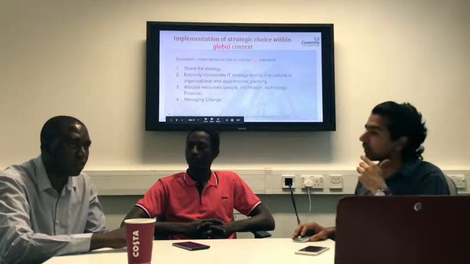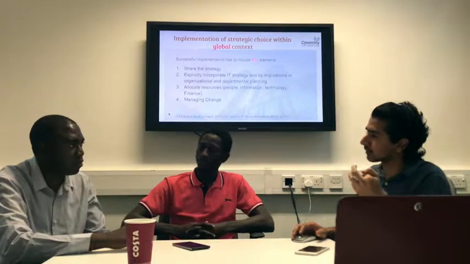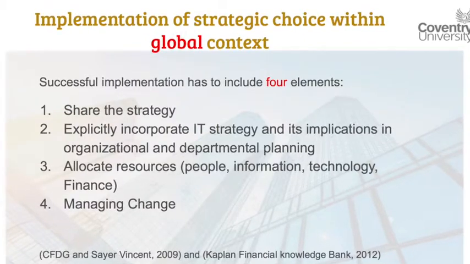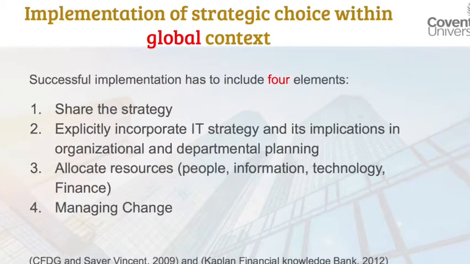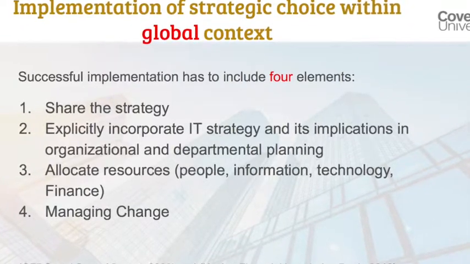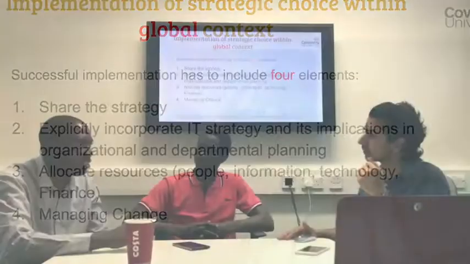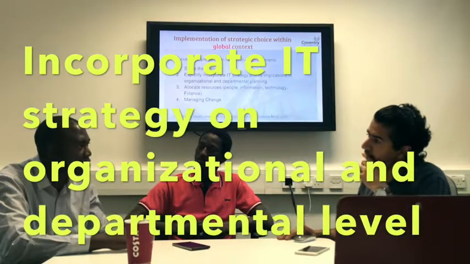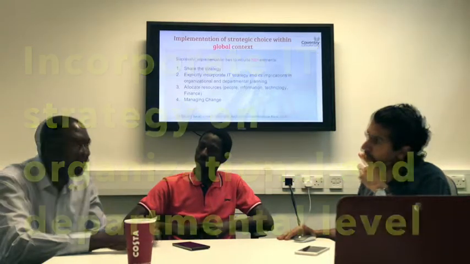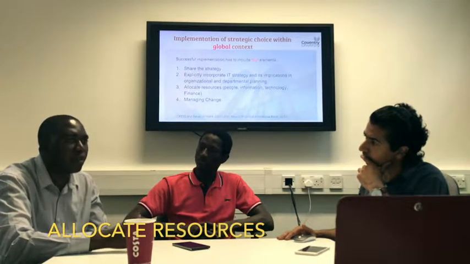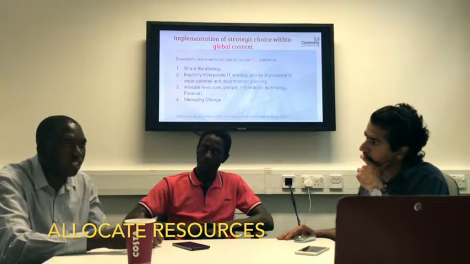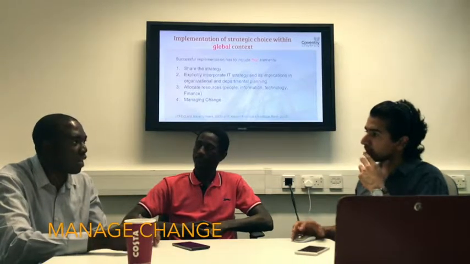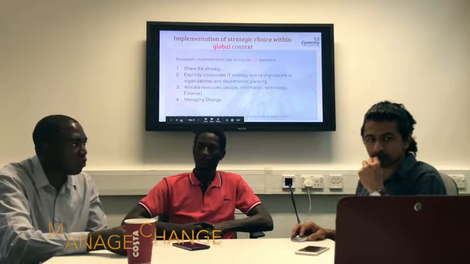Now, Alex, could you tell us how you implement this strategic choice in a global context? So having an IT or IS strategy is not enough. You have to implement it to get the change that you desire. To implement it, you have to produce the IS/IT document and share it with stakeholders, internal or external as appropriate. Second, you have to explicitly incorporate the IT strategy in the organization and department planning. Third, you have to allocate resources, which are people, information technology, and finance, so that this strategy can be implemented properly. And then you have to manage change, which will include overcoming resistance from the people.